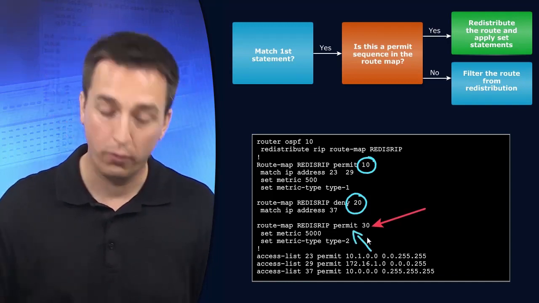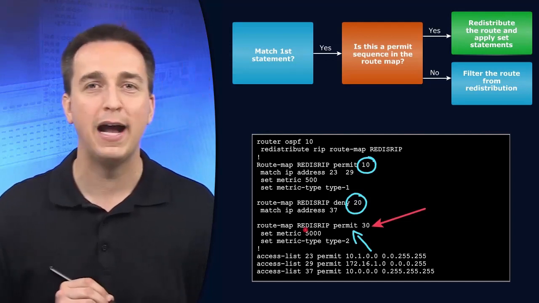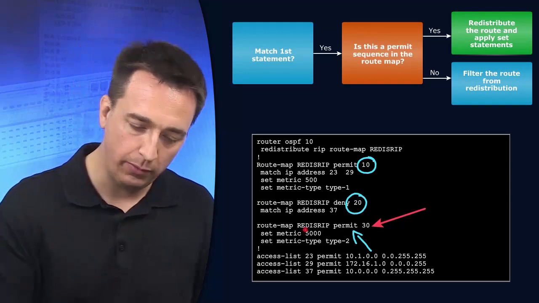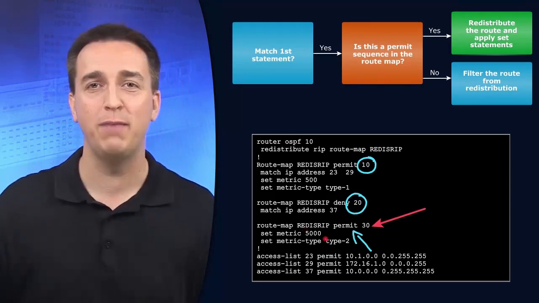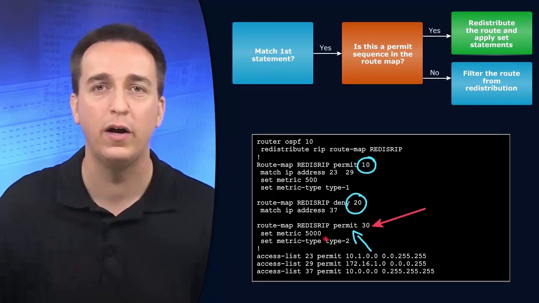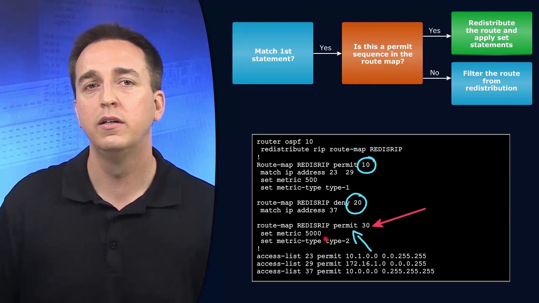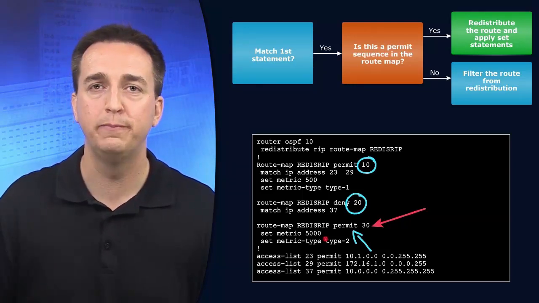And when you are redistributed, you will end up with a metric of 5,000, and you will have a metric type of E2. But we don't have to specify the metric type of E2. Why? Because that's the default. If we did not specify this, it would still be E2 no matter what. But they're showing you that you can put it in there if you want to.